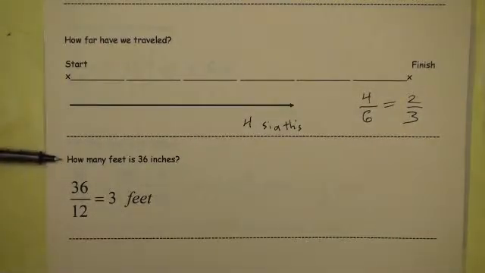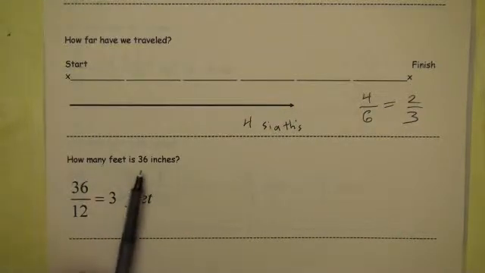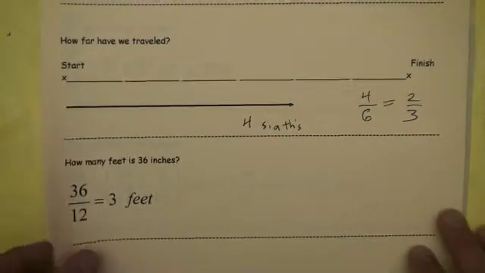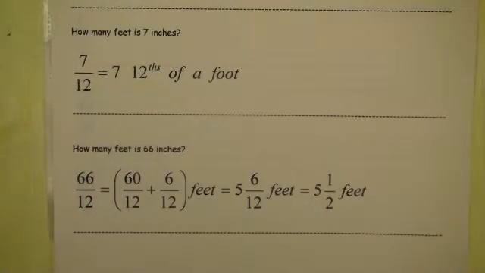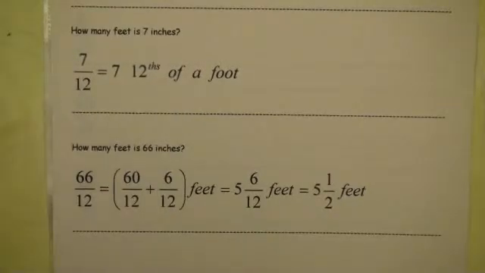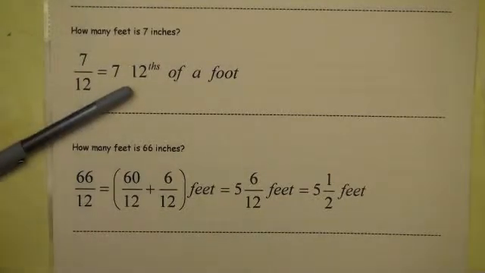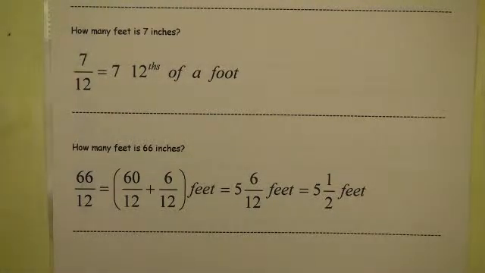Okay? How many feet is 36 inches? Well, obviously 12 inches are in 1 foot. So 36 inches divided by 12 gives us 3, so therefore we could describe 36 inches as 3 feet. Next one, how many feet is 7 inches? Same thing, you just do 7 out of 12. So we have 7/12 of a foot. We don't have an entire foot, otherwise we'd have 12/12. So we have 7 inches out of those 12 inches to cover 1 foot.